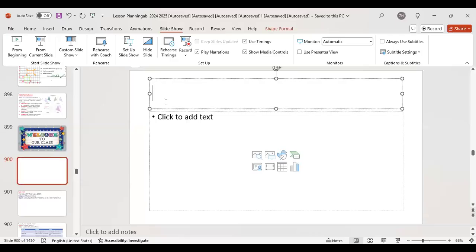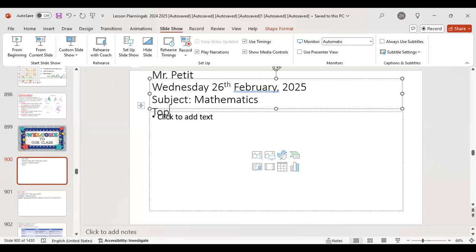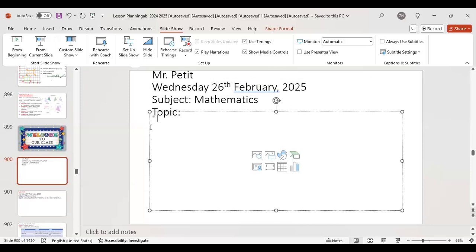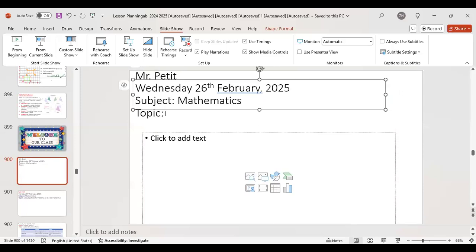Okay, my name is Mr. Petit. Today is Wednesday, the 26th of February, 2025. The subject is, of course, mathematics. And the topic is graphing using tables. All right, graphing using tables.